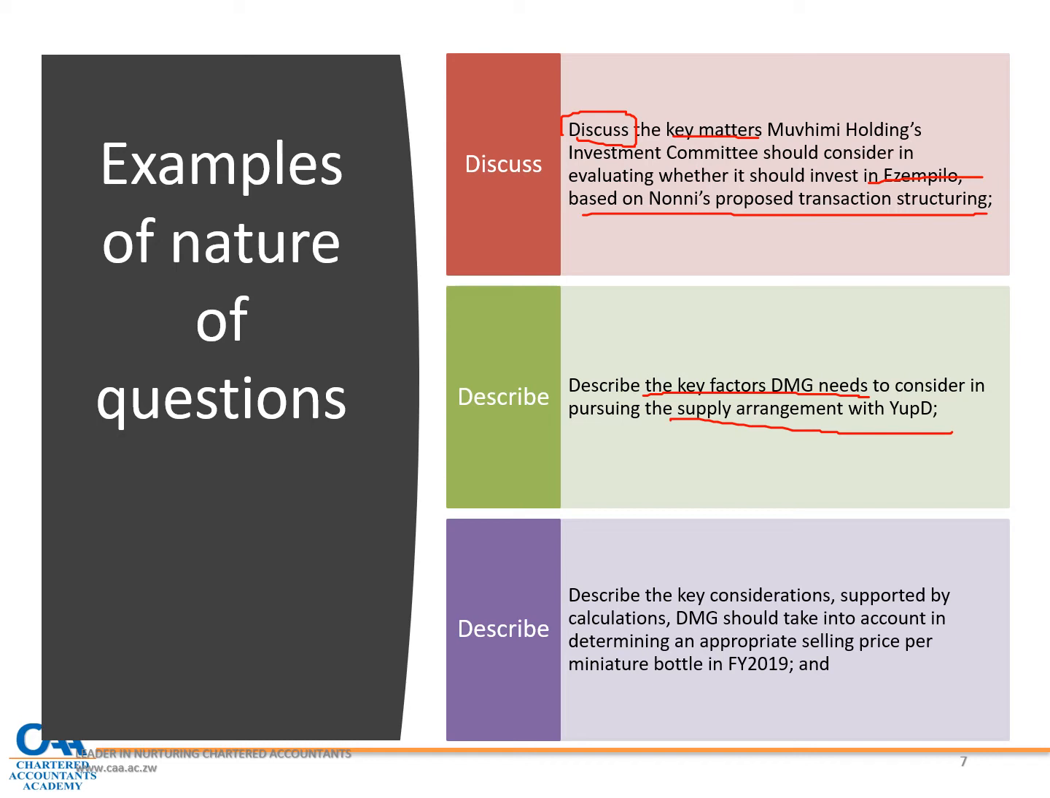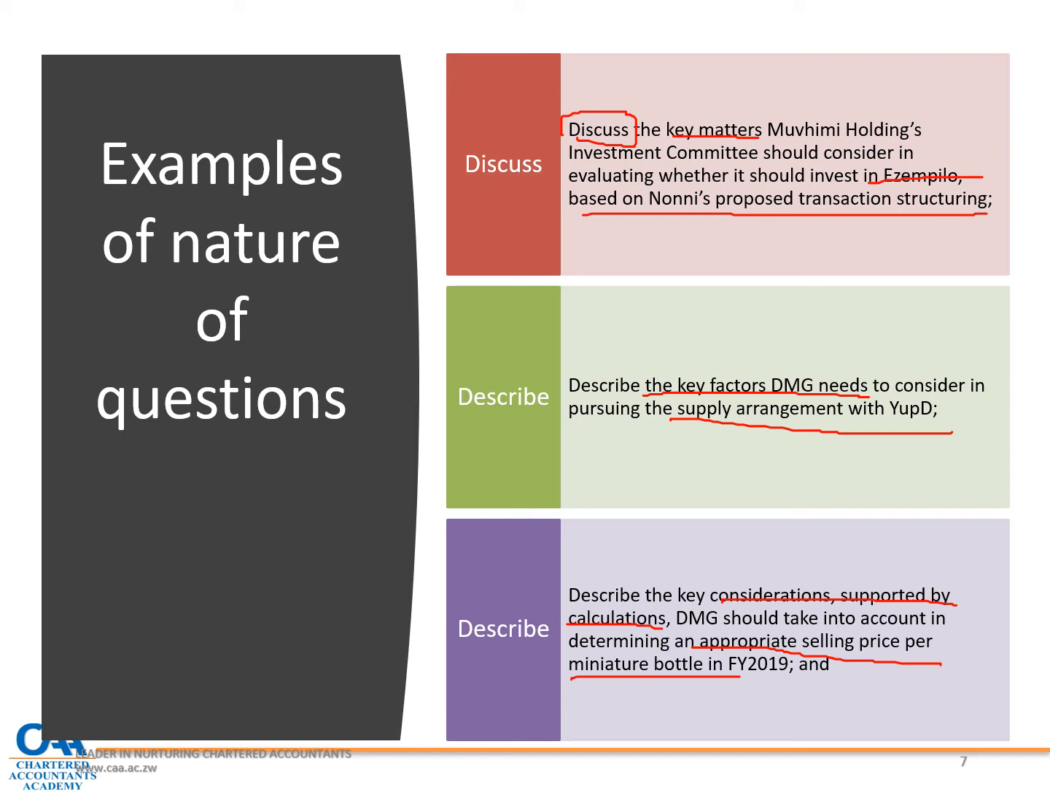Then another requirement is to describe the key considerations, supported by calculations, that DMG should take into account in determining an appropriate selling price per miniature bottle. So the calculations are going to allow me to come up with a selling price. But once I've got the selling price, I'm then going to ask myself: I've determined the dollar amount, but what else should I consider as far as the selling price is concerned?